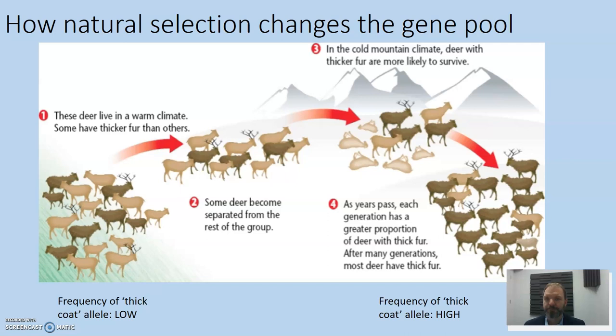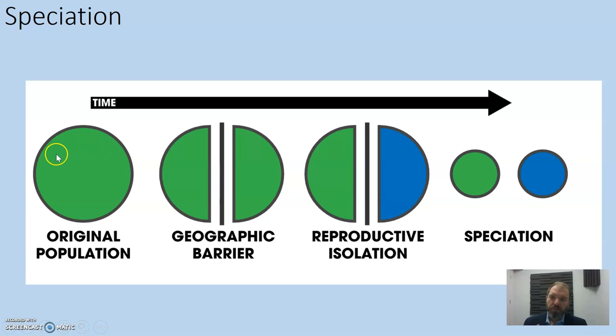So how does that work? You start off with an initial original population, and we can think about this as a gene pool. Some geographic barrier, like the mountain, creates a separation between those two populations. And so they are geographically separated by this barrier, and you end up with two separate gene pools. By adaptation or genetic drift, they have an increasing number of genetic differences between these two.